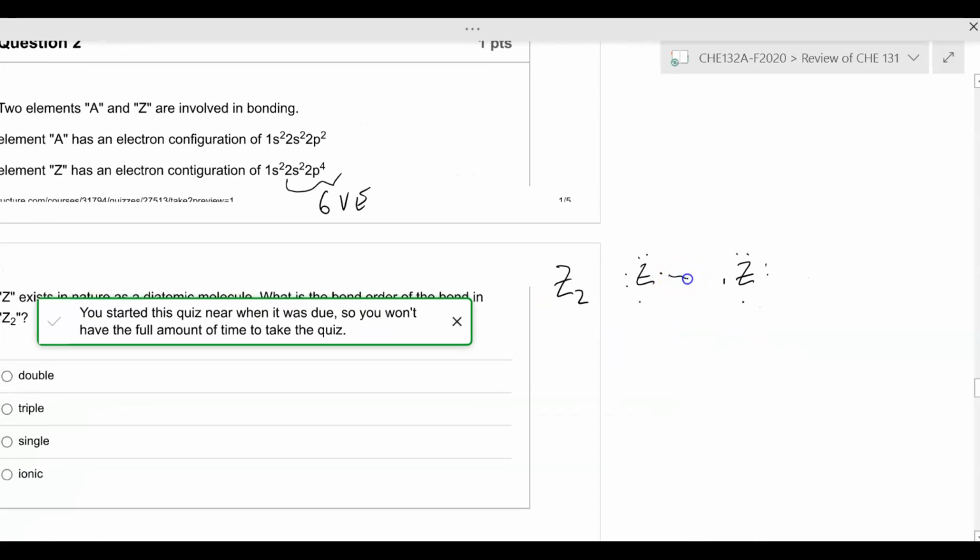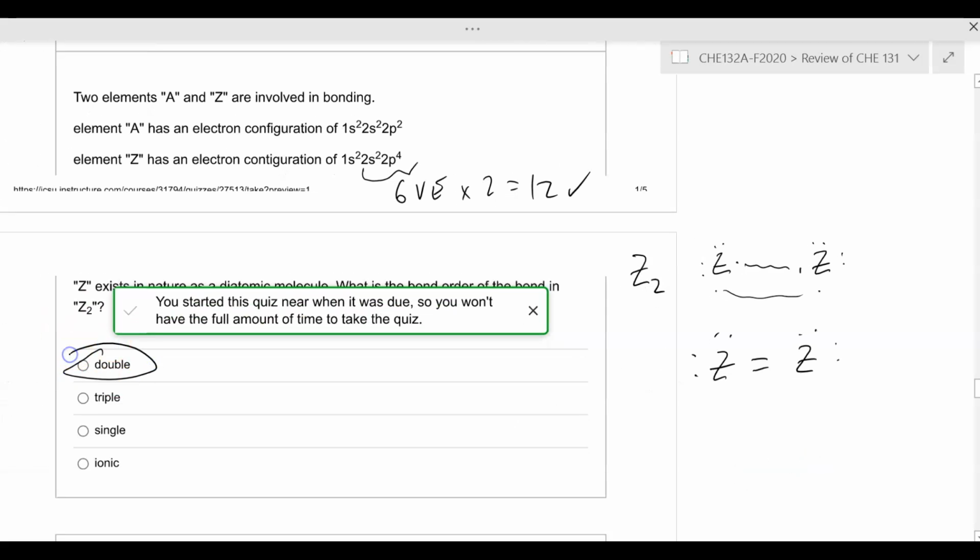Pretty easy to see again that these guys and this guy get together and we form a double bond with 2 electrons there. 2, 4, 6, 8, 10, 12. That's 12 valence electrons. I had 6 times 2, that's 12, so that checks out. If I count around each Z, I've got 2 lone pairs, that's 4, and a double bond, that's 8. So that's a good structure, and double is the answer.